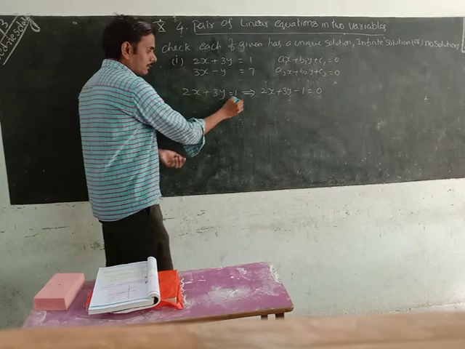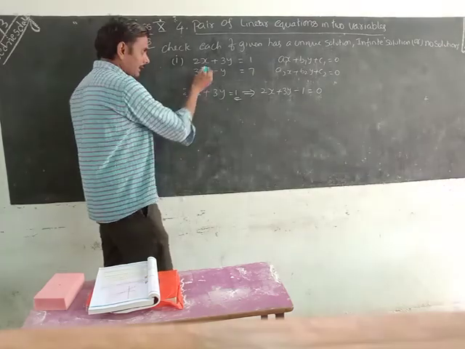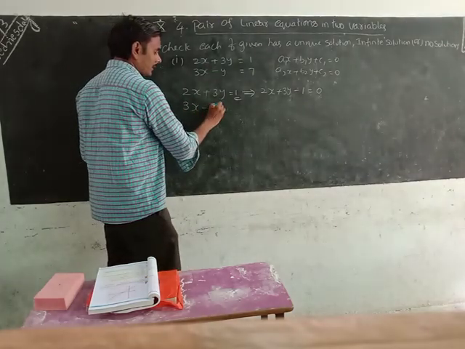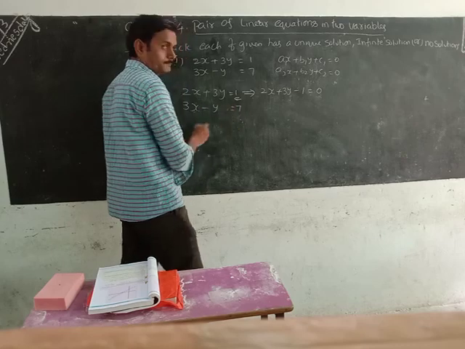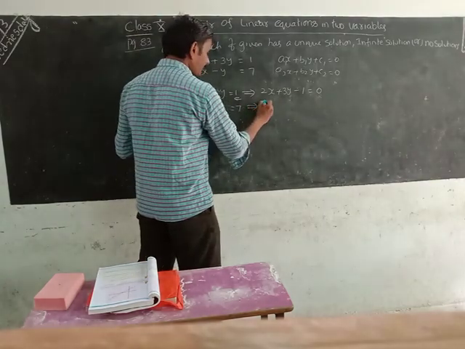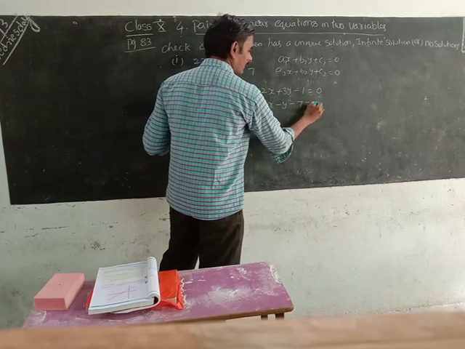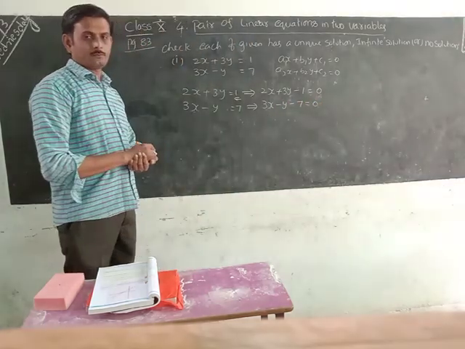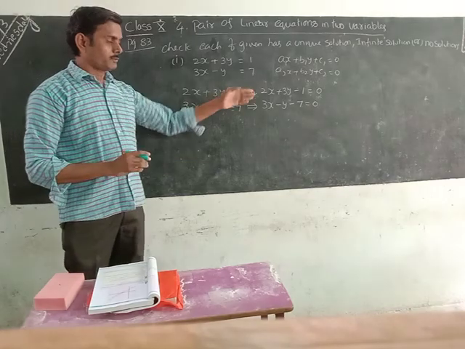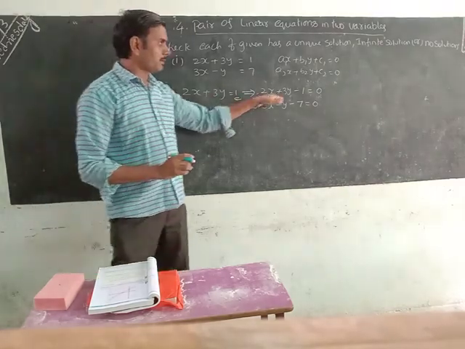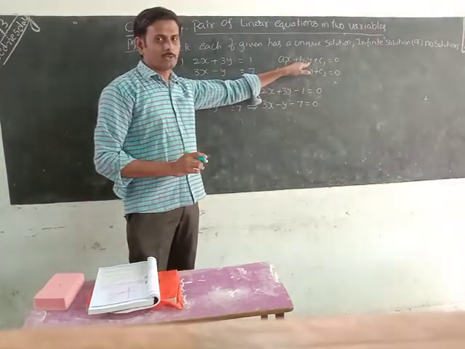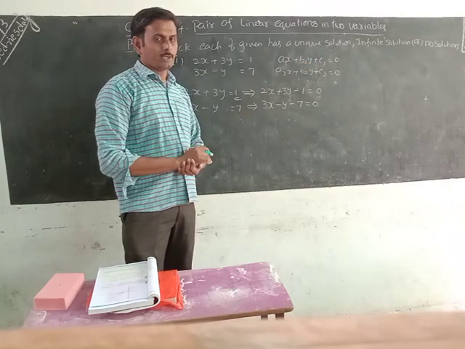I took 1 to this side. The second equation is 3x minus y equal to 7. We have to write 3x minus y minus 7 equal to 0. Okay, these two linear equations are compared with the basic form of the pair of linear equations.